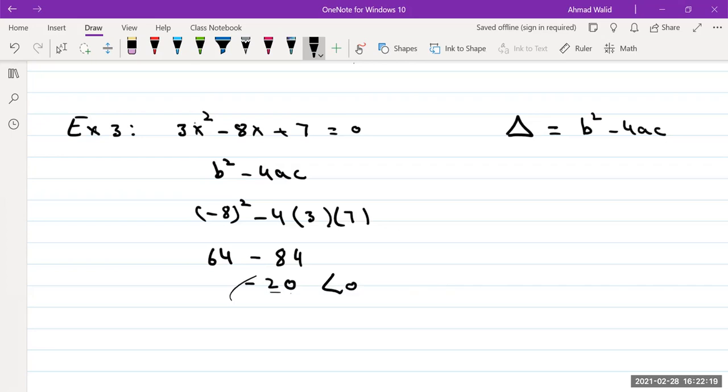If your discriminant is less than 0, then you have two imaginary solutions. It means when you solve this problem, definitely you get an i in your answer, correct? Which we call two imaginary solutions.